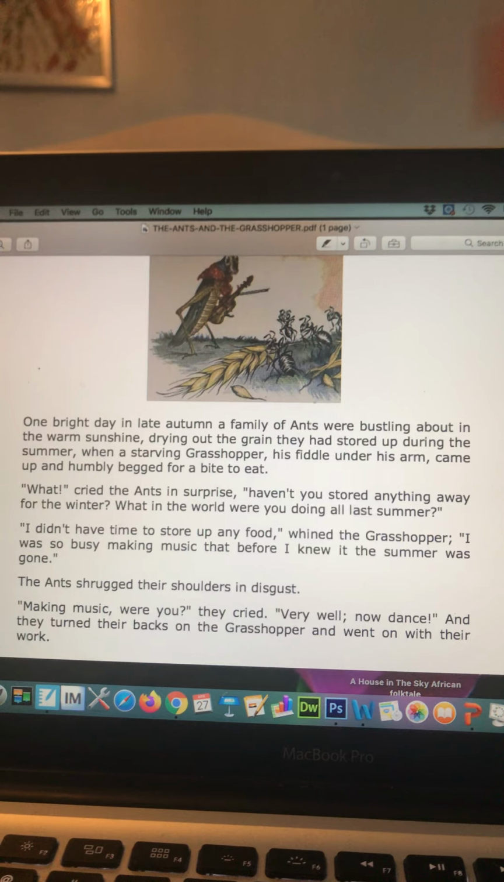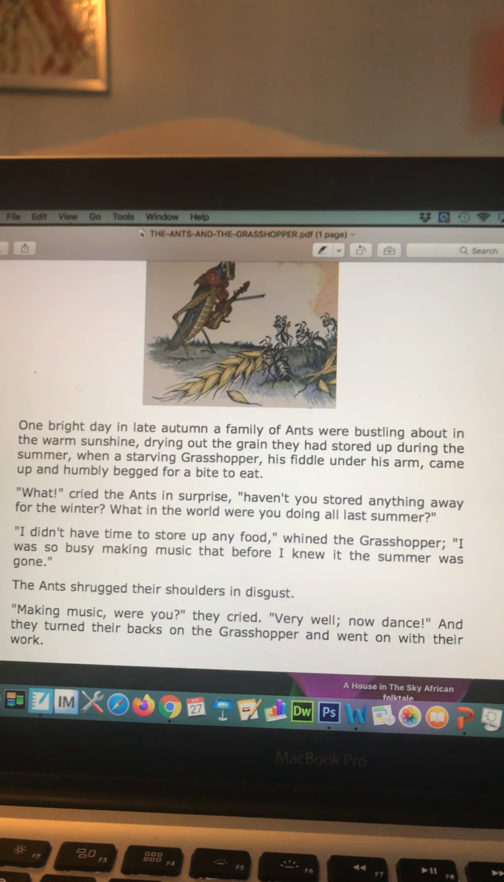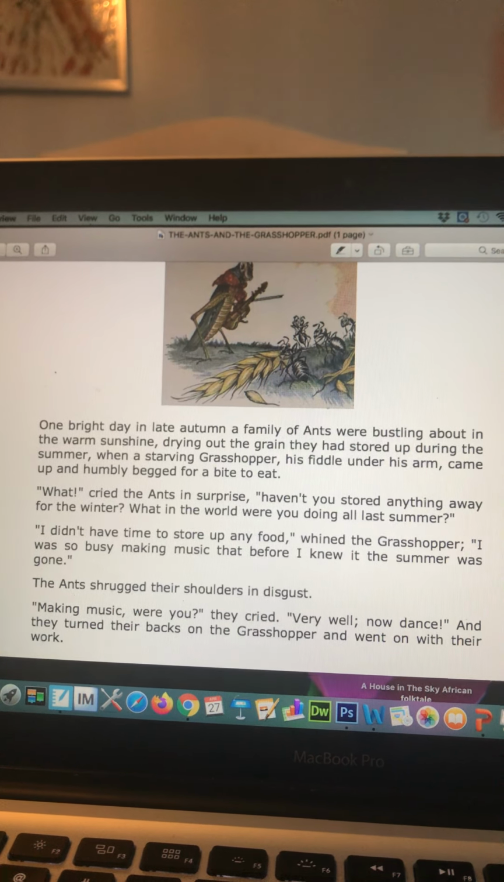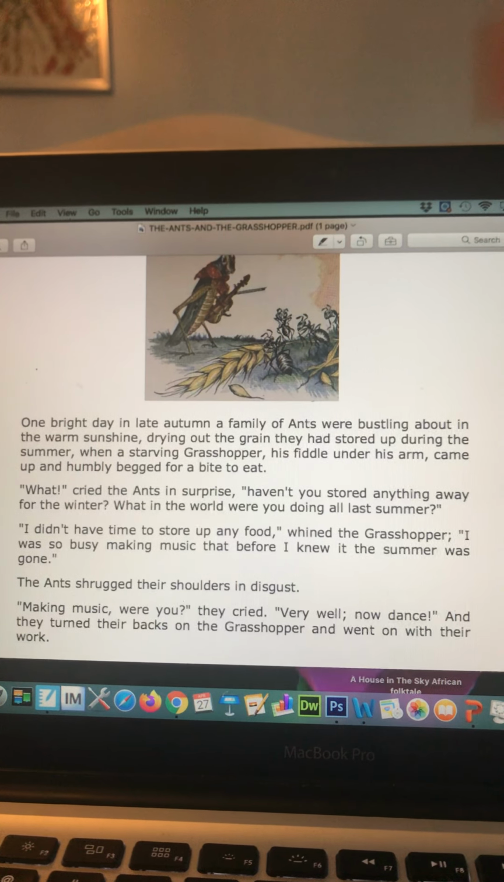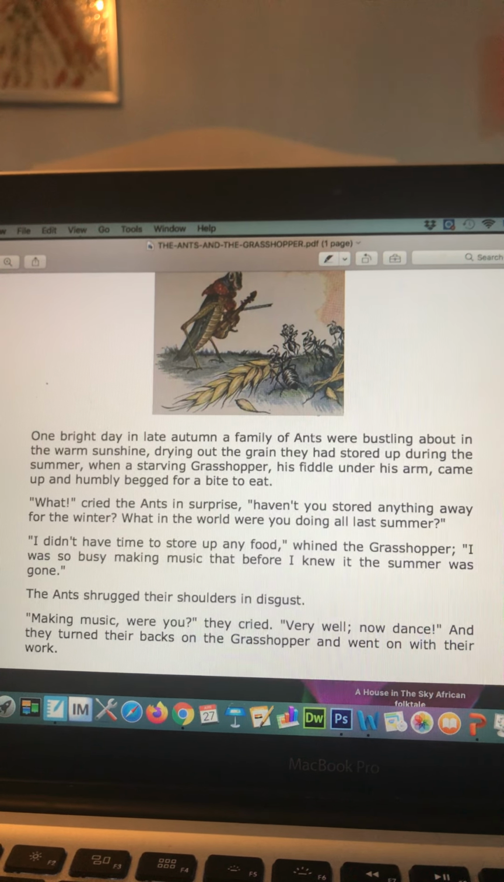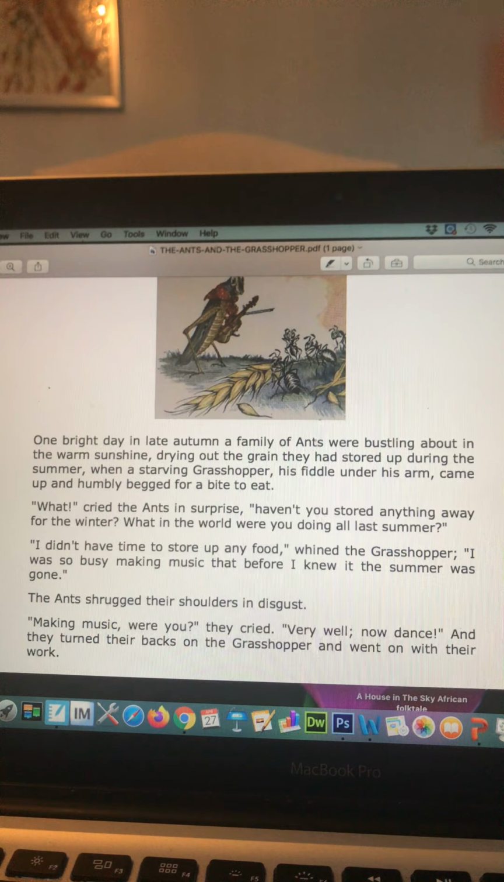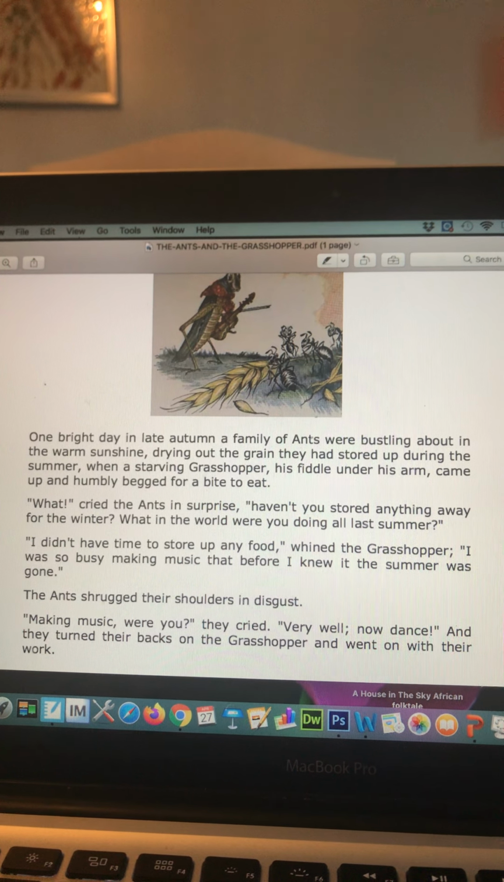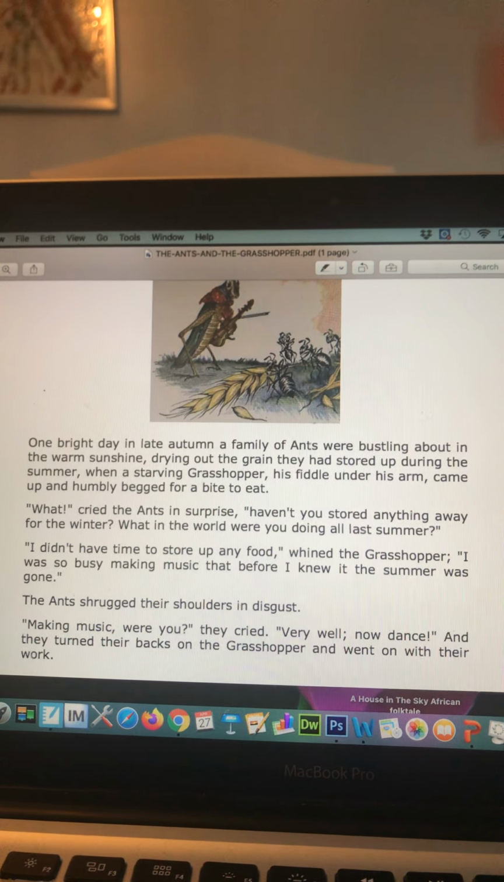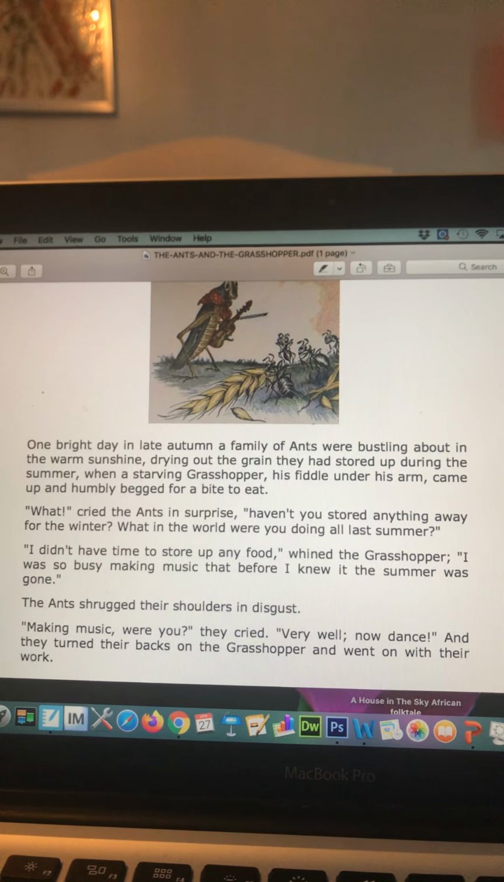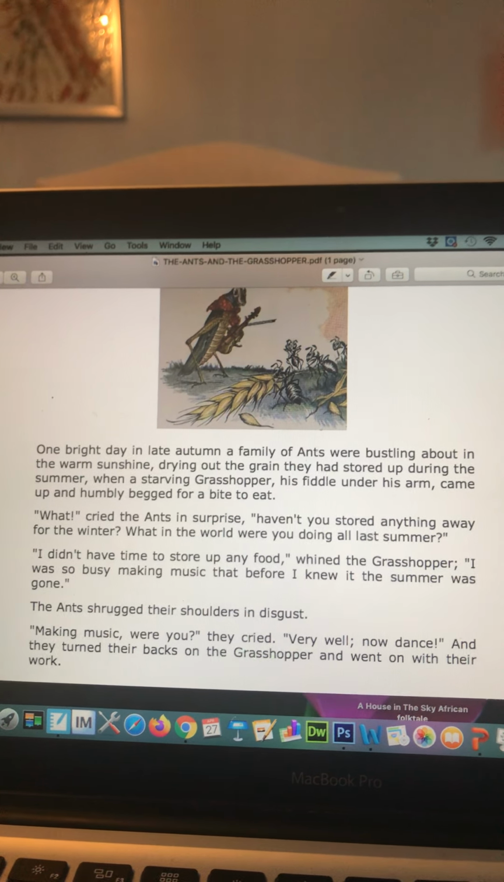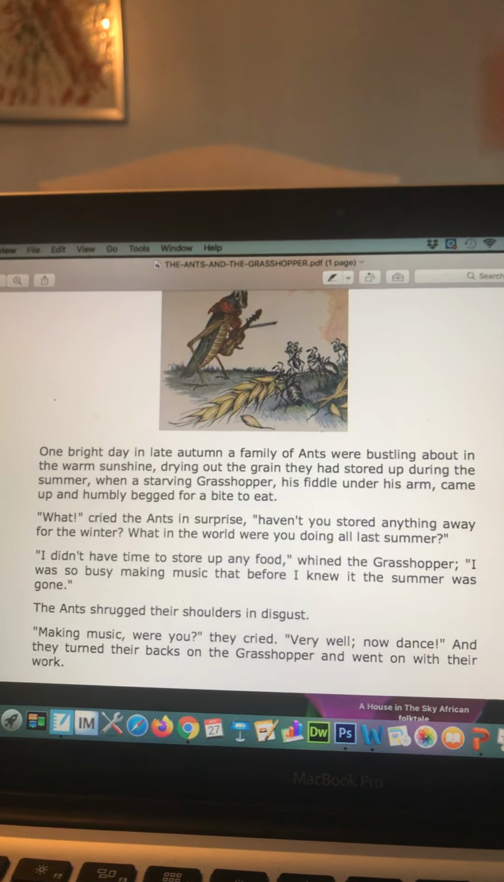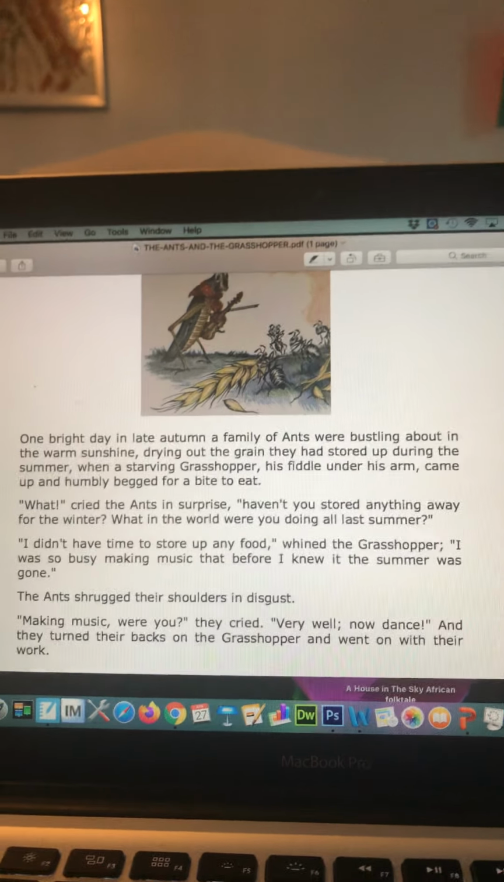So today we are going to learn how to craft our summaries based on what we read. So I'm going to show you what that looks like. First I'm going to read to you The Ants and the Grasshopper. And then I'm going to show you a summarized mini chart. And then I'm going to model for you how to use that summarized mini chart for today's work. Okay? So let's get started.